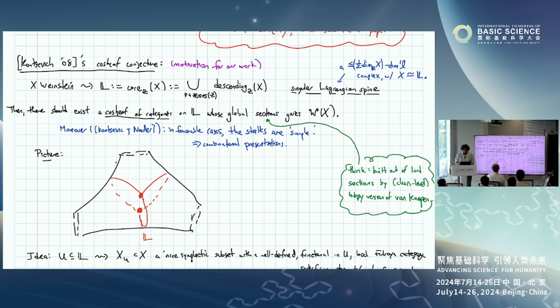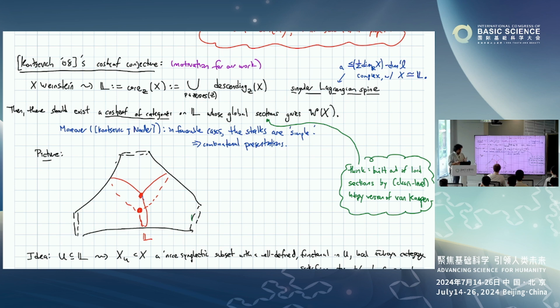Here's a picture of such an L on such an X. This is always a half or less dimensional CW complex, which is homotopy equivalent to the original space. And in fact, it has some Lagrangian or isotropic properties. Then the proposal of Kontsevich is there should exist a co-sheaf of categories on L whose global sections give W of X. So what do I mean by that?